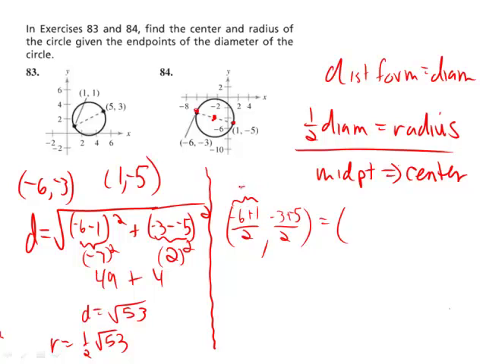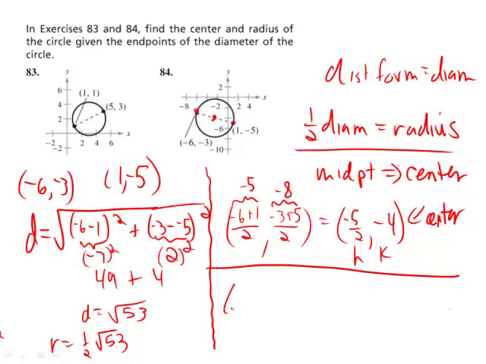Adding the x's, we get a negative 5. Adding the y's, we get a negative 8. But dividing by 2, we get negative 5 halves and negative 4. That's our center. That's our h, k. Final step: put them into the equation. (x minus h) squared plus (y minus k) squared equals the radius squared.